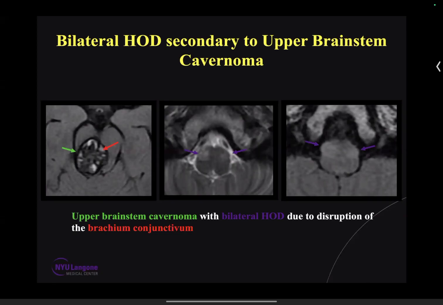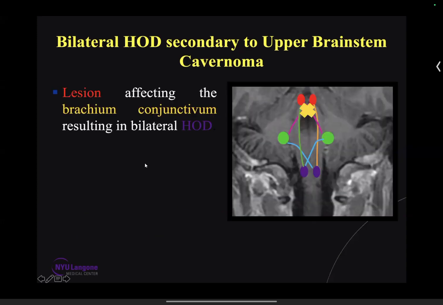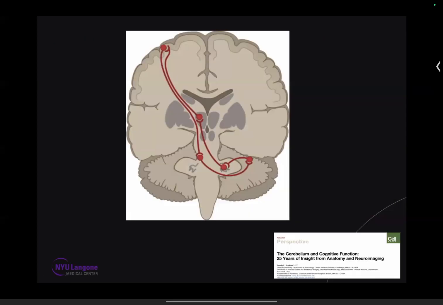So if you remember the COVID case I've shown you, there was bright signal which was running through the fibers and the decussation. You can see this lesion is affecting right here, the yellow is your brachium conjunctivum, and this lesion is damaging that. And that's the reason it's affecting both the triangles, right? And that is the reason you have bilateral inferior olivary hypertrophic degeneration.